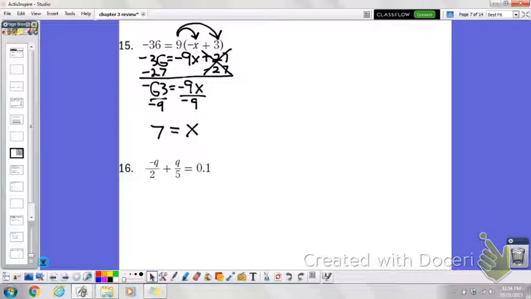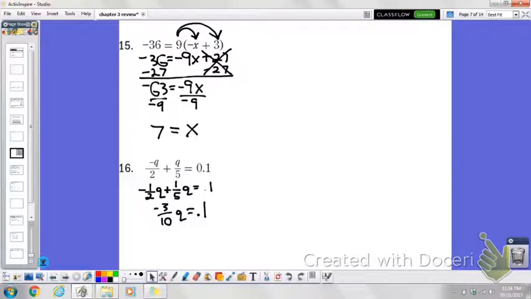Number 16, we have negative q over 2 plus q over 5 equal to 0.1. Now I can rewrite this as negative 1/2 q plus 1/5 q equal to 0.1. So we need to add negative 1/2 plus 1/5. If you go ahead and do that in your calculator, you will get negative 3/10 q equal to 0.1.